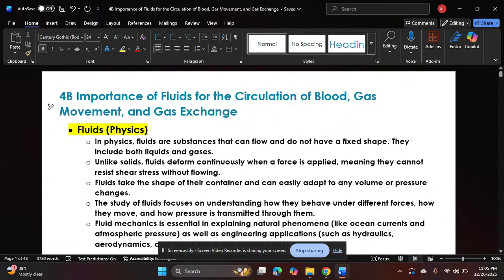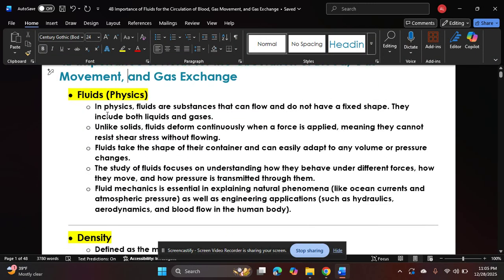So let's start with 4B, importance of fluids for the circulation of blood, gas movement and gas exchange, which is also a very high yield topic for MCAT. So let's start with fluids physics, right? In physics, fluids are substances that can flow and do not have a fixed shape. Water does not have a fixed shape; it takes the shape of whichever container you fill it in. So they include both liquids and gases.